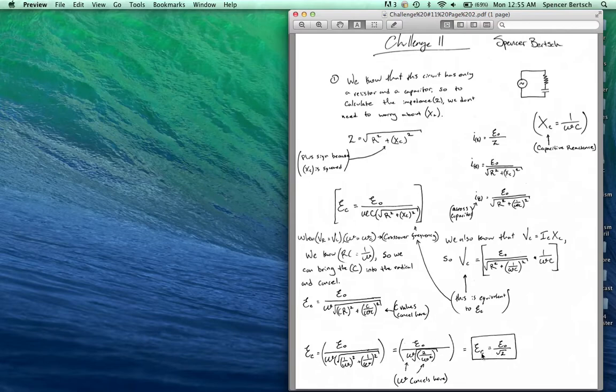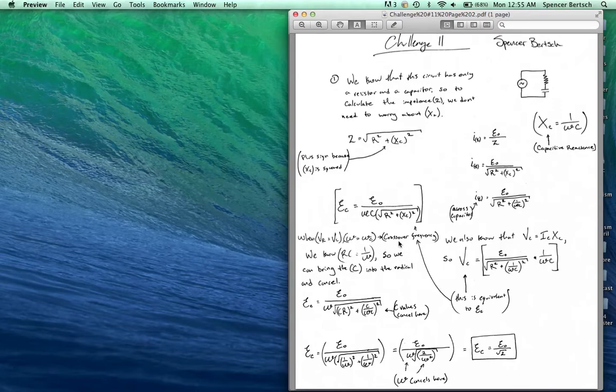and then you get this, which just cancels to VC equals E naught over root 2, which means the peak voltage across the capacitor is equal to the source voltage E naught divided by root 2. So that's extremely simple, a really nice expression, but it is only valid in the case that the circuit is at the crossover frequency, or that omega C is equal to 1 over RC.